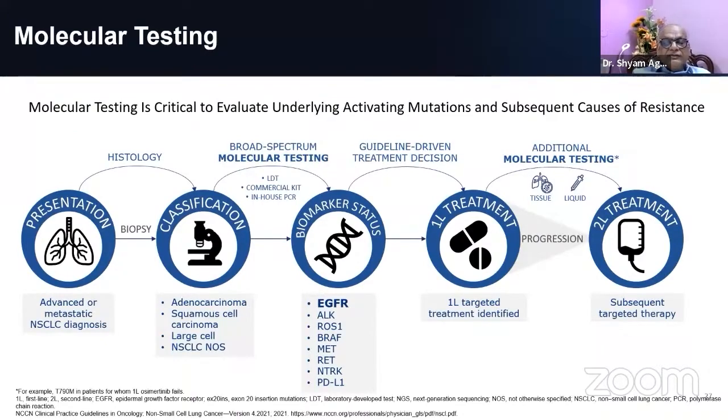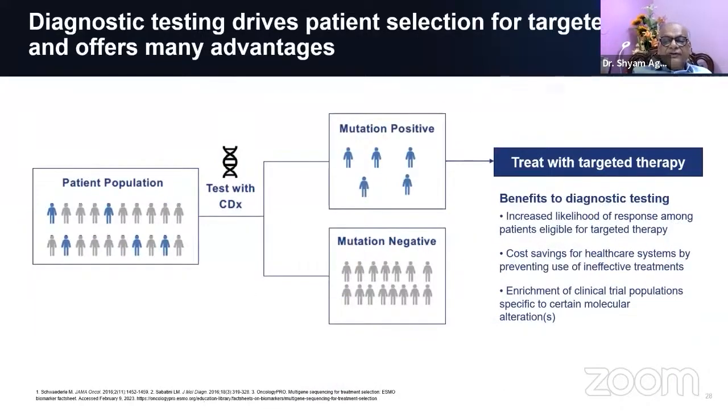So I think we've just gone beyond this now because the patients need to be tested for this. Next. So one can look at the tissue preferably, and if the tissue is not available, I think the liquid biopsy is also in vogue for such patients. The diagnostic testing drives patient selection for targeted therapy and offers many advantages because we all are aware that targeted therapy is giving better outcomes as compared to chemotherapy. Next slide.